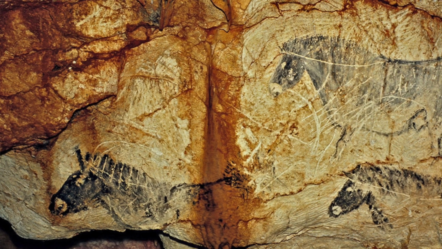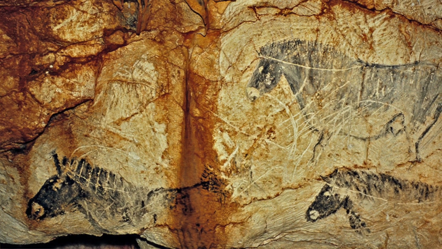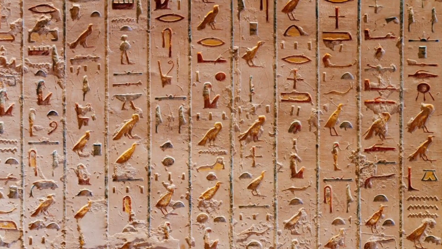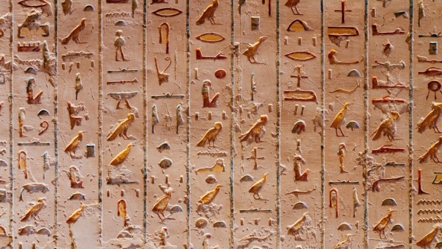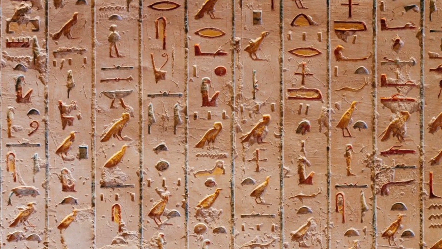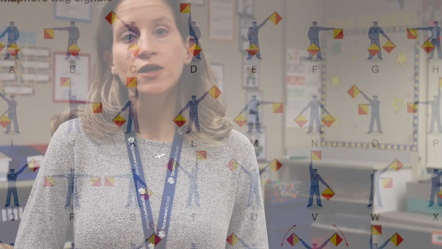We look at early cave drawings, particularly those found in France, since those are the earliest found so far. We look at hieroglyphics and cuneiform, so some of those early alphabets and transportable forms of communication. We look at Morse code and the telegraph. We look at flag semaphore.